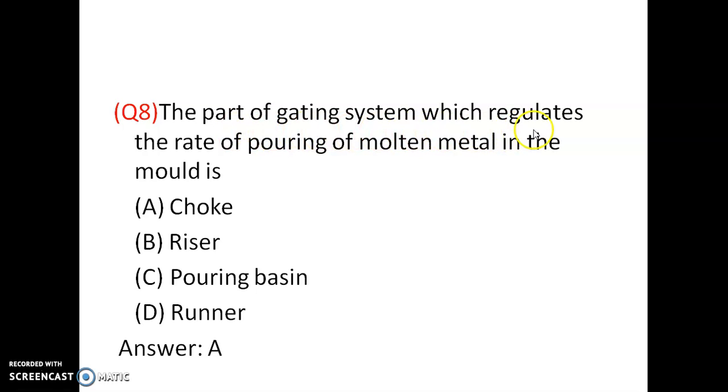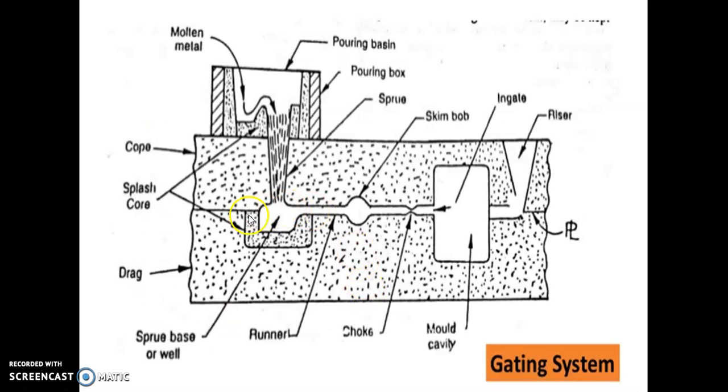The part of the gating system which regulates the rate of pouring of molten metal into the mold is: choke, riser, pouring basin, or runner. See the diagram. It comprises some important parts. This is a riser, this is a mold cavity, and this is a choke. This horizontal way is called the runner, and this is a sprue, through which the molten metal is poured into the mold cavity. This is the sprue well, and this is a skim bob.